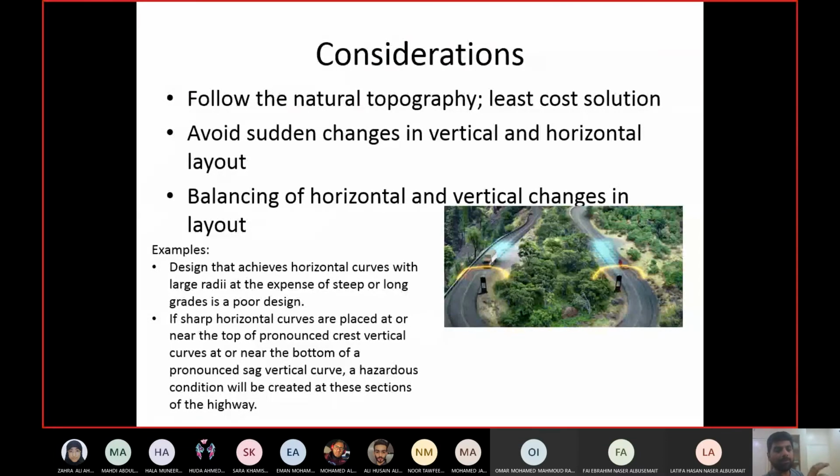So balancing means you have to incorporate horizontal changes as well as vertical changes, but not too many. And you cannot focus on one item and forget about the other. The horizontal curves may be very smooth and large, but the vertical curves are very sharp and very dangerous. You cannot do that. You have to consider both things before you finalize the design.